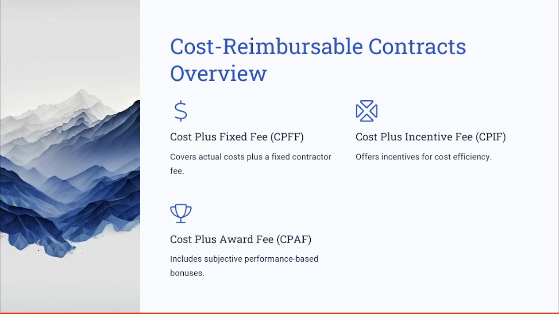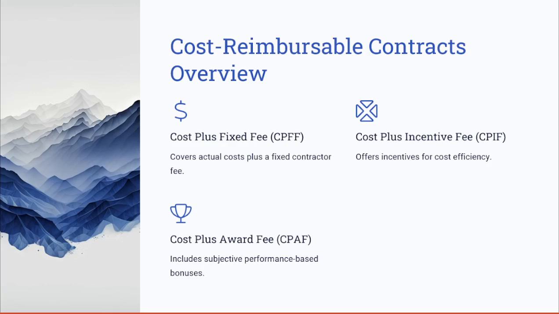The next type of contract we have here is the cost reimbursable contracts. Cost reimbursable contracts shift the financial risk from vendors to buyers by covering the actual project costs and adding an agreed upon fee. And it has three main types. So the first one is cost plus fixed fee. This contract ensures the vendors recover the expenses but limits profits.